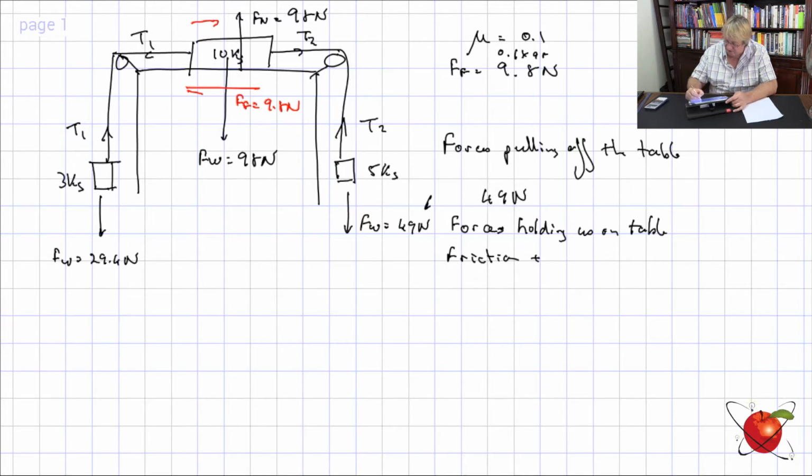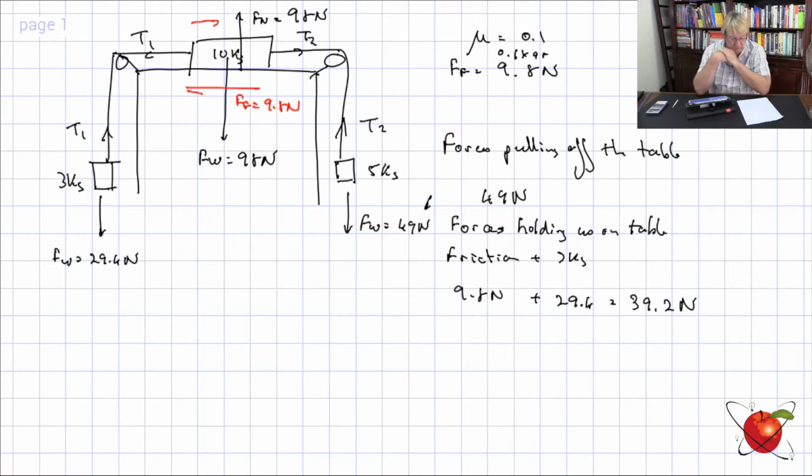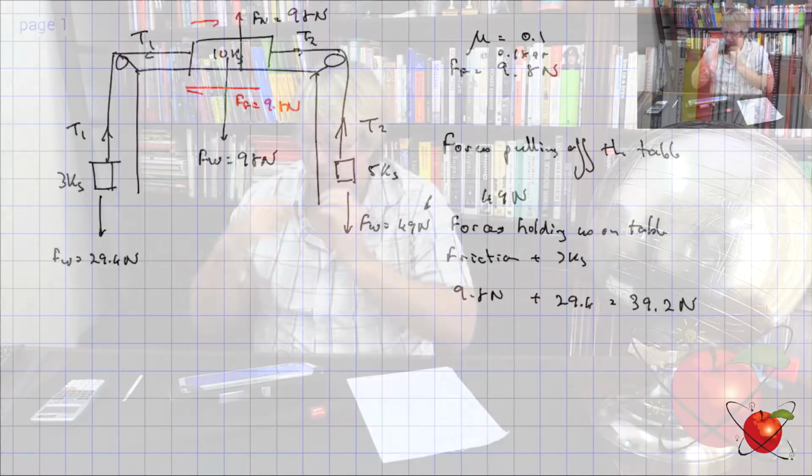Plus the 3 kilogram weight, which then means we've got a force of 9.8 newtons friction, plus 29.4. Let's have a look. 9.8 plus 29.4 is going to be equal to 39.2. Can you see that? Okay. So what have we got? We've got 39.2 newtons, right? That is holding us back. It's the friction on this and the weight on the other side. Those are the two forces trying to stop us moving.